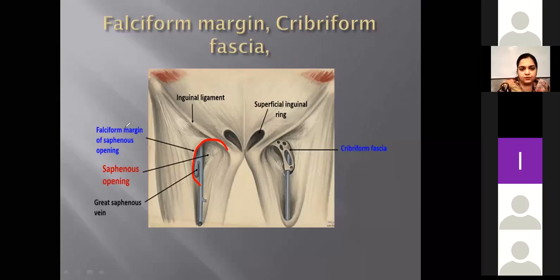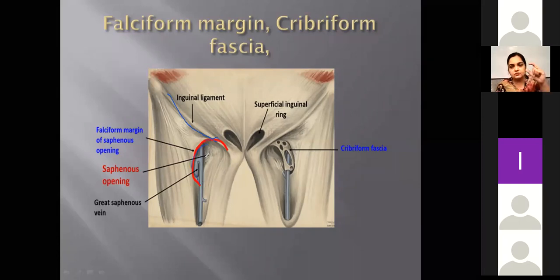The falciform margin of the saphenous opening. This saphenous opening is a tiny opening present inferior to the inguinal ligament. It is a hole-like structure, an ovoid hiatus. Hiatus means a hole. Medially, the margin is not well defined, but superiorly, inferiorly, and laterally, the margin is crescentic in shape and it is well defined.